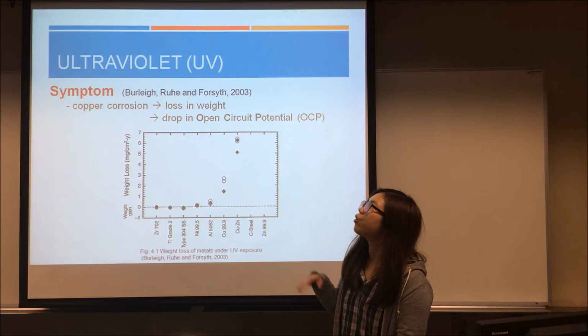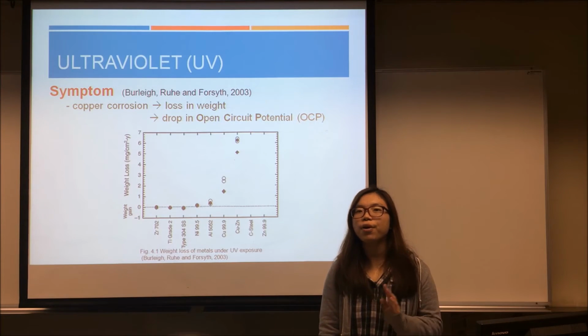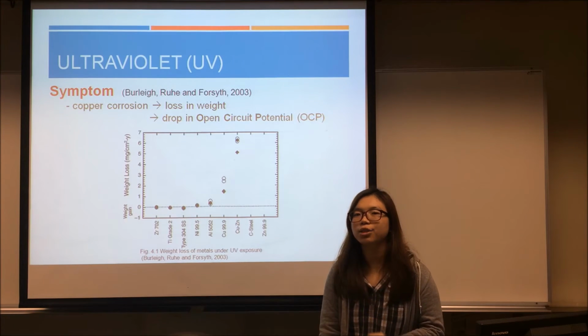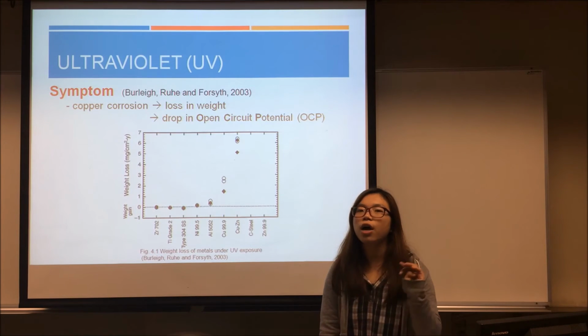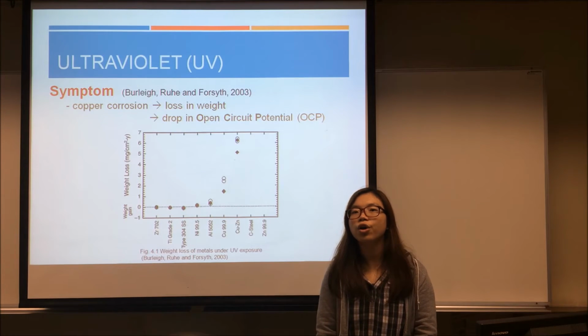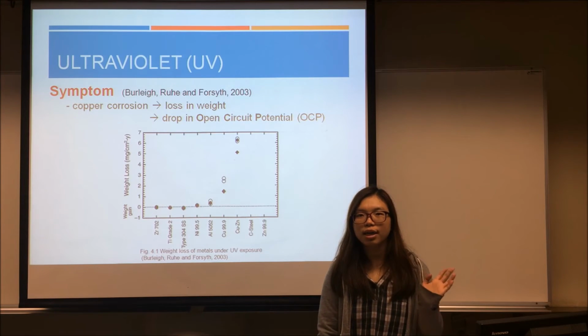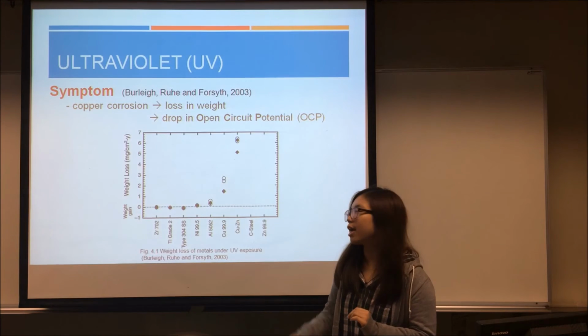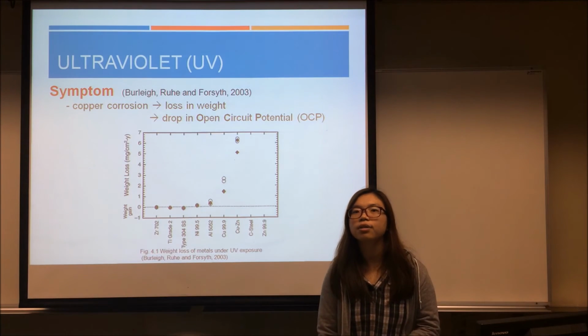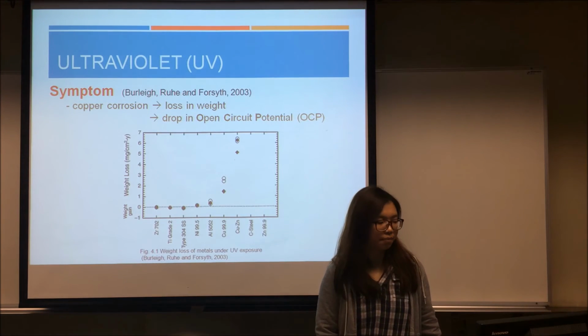And moving to the ultraviolet part, the weight loss of copper and copper alloy from corrosion accelerates with long-term exposure to ultraviolet light. This graph shows a greater weight loss under UV light than in a dark environment, which implies that UV illumination has an effect on copper corrosion and the open circuit potential, namely OCP.